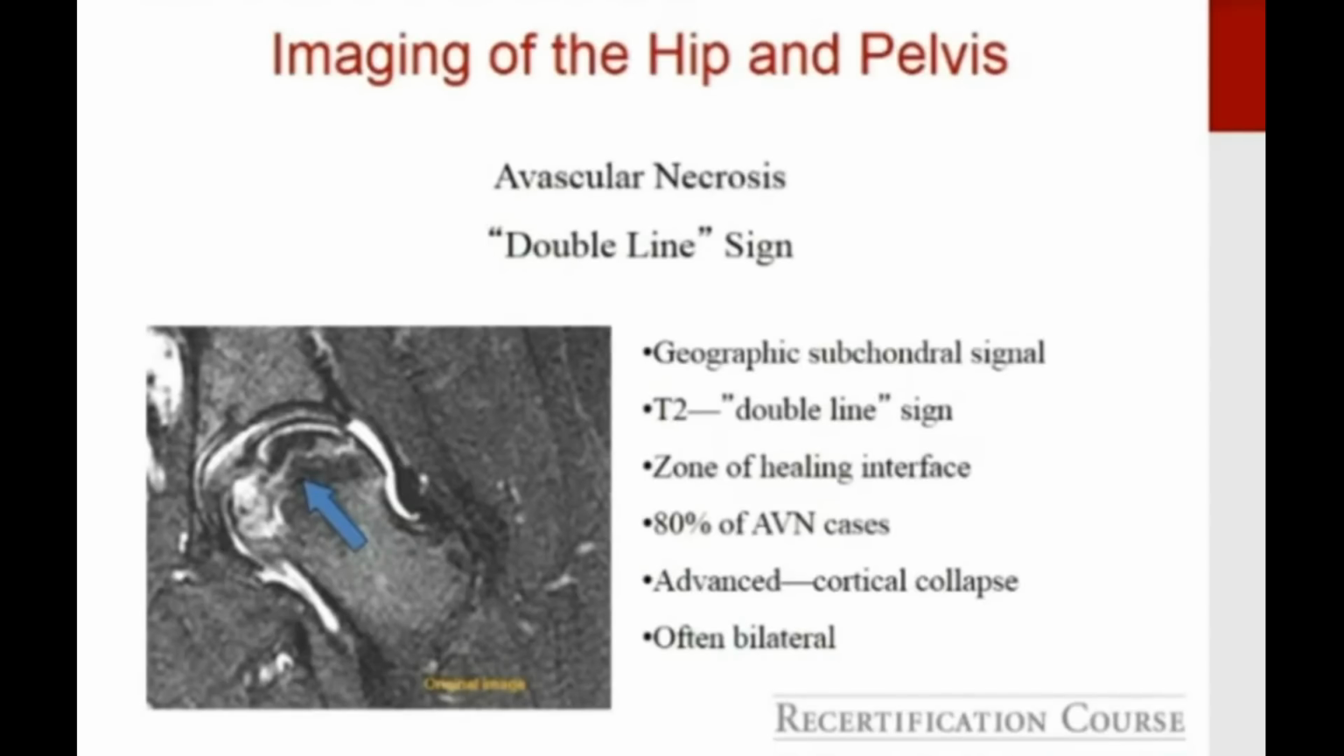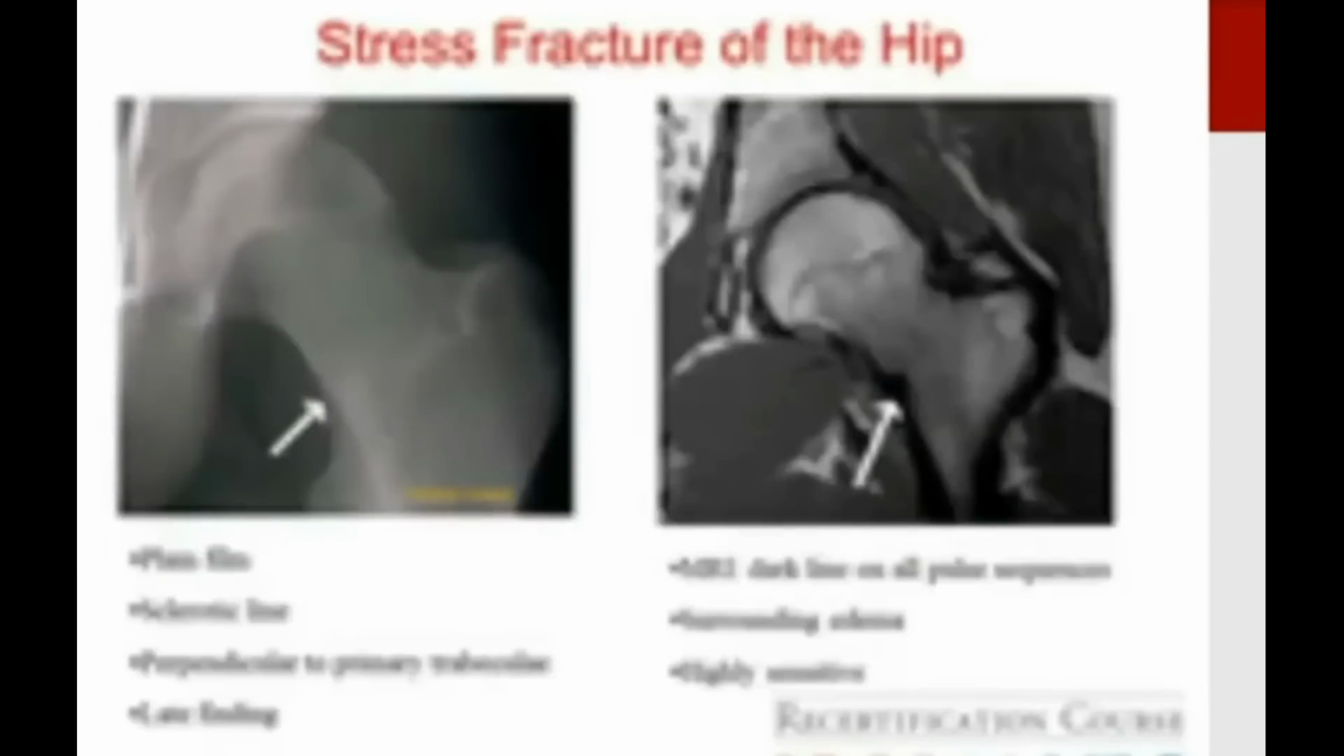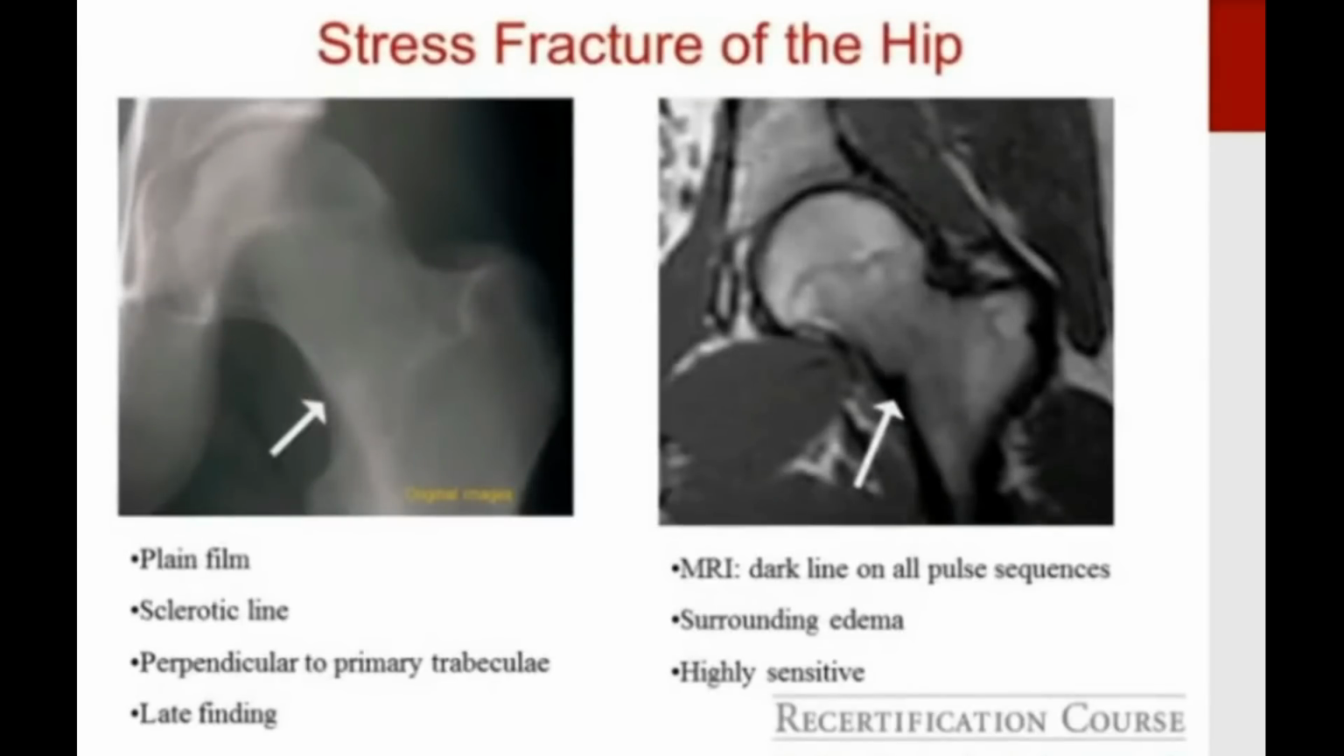You can see this in the humeral head, the femoral head, the talus, the calcaneus. If you see this double line sign in a geographic area of marrow abnormality, this is indicative of avascular necrosis. In the advanced case, we may see cortical collapse or secondary osteoarthritis, and in imaging of the hip, we often see this bilateral.